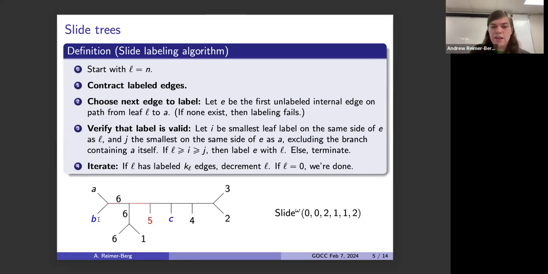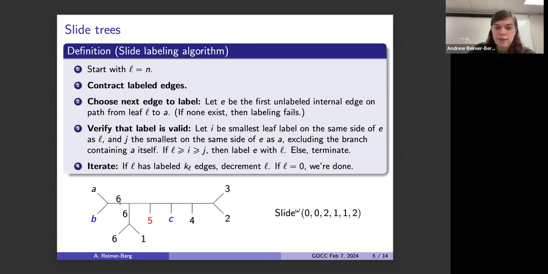And so the edge that 5 is going to label is the first one from 5 towards A. That's this one highlighted here in red. And so now when we think about what we're comparing for the labeling on the side of this edge, that's on the same side of this edge as 5, C is the smallest thing. But on the other side, we're excluding the branch containing A. But again, these 2 edges here are contracted.